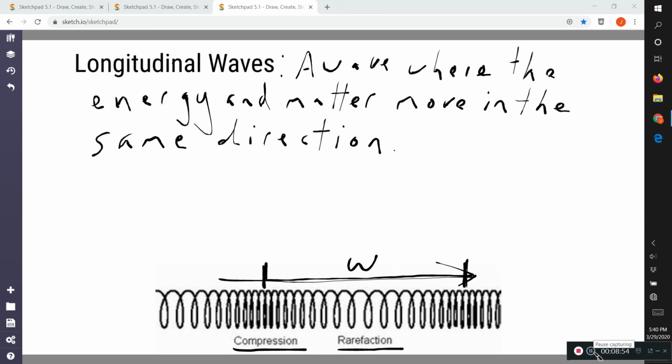Even though the amplitude isn't the same as a transverse wave, it still does have amplitude. The amplitude affects how tightly compressed or spread apart the regions are. The more extreme the compression and rarefaction, the higher the amplitude.